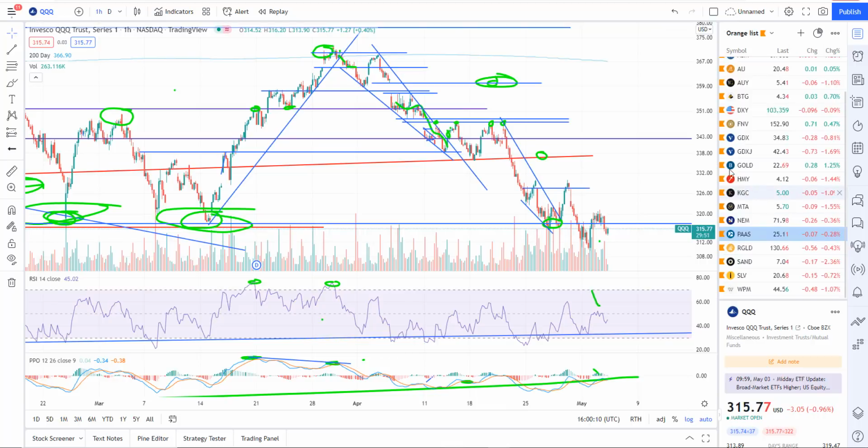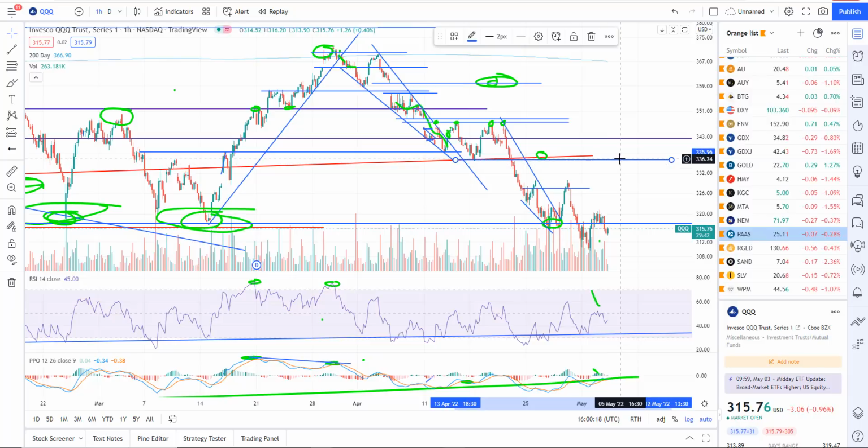If we rally, I can see a rally up to about this 336 area being a level of resistance right up in there. So that is a possible. About 336 looks like there should be some resistance.